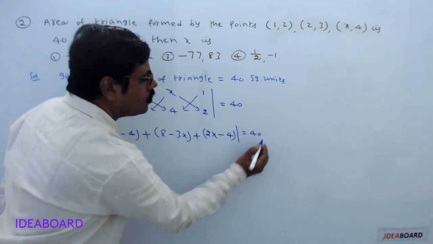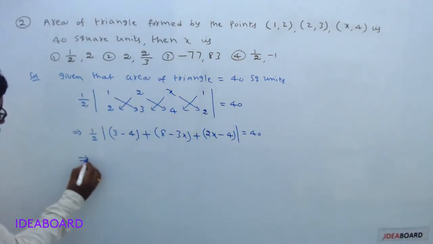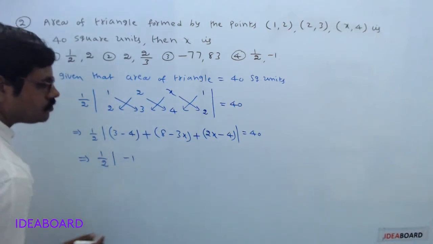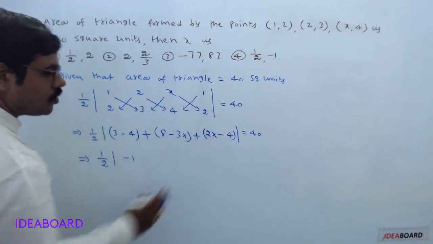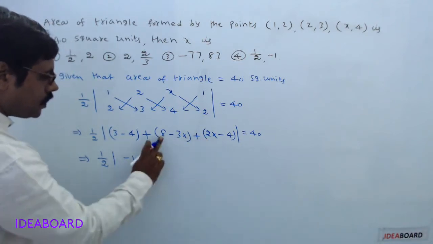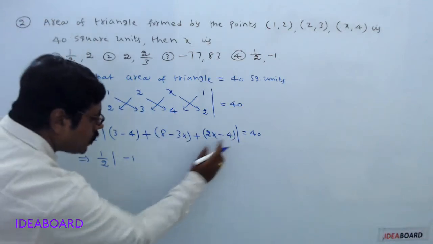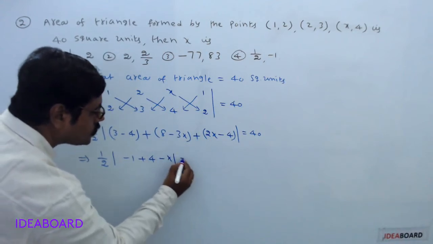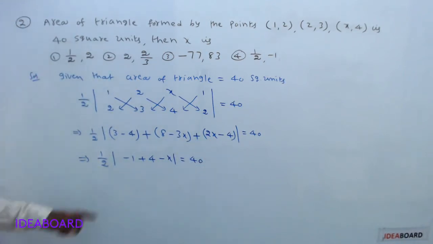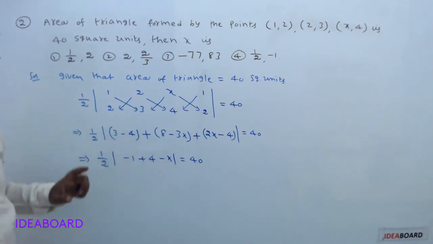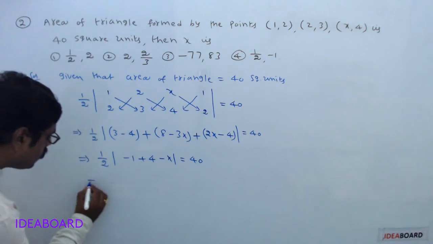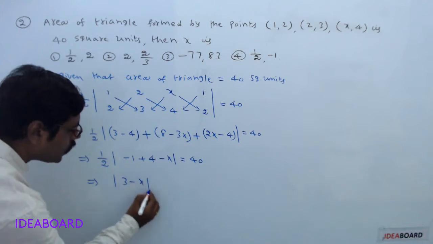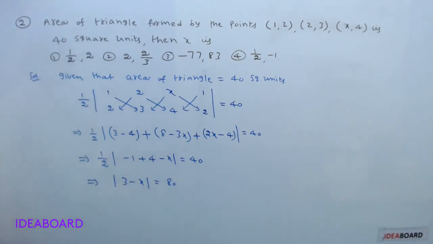Now this equals 40. Now this implies half modulus of, this is 3 minus 4 minus 1. Here it is minus 3x plus 2x is minus x. 8 minus 4 plus 4. So 8 minus 4 plus 4 minus 3x plus 2x minus x equals 40. Now multiply this equation on both sides with a constant 2. Then it is modulus of 4 minus 1 is 3, minus x equals, this is 80.